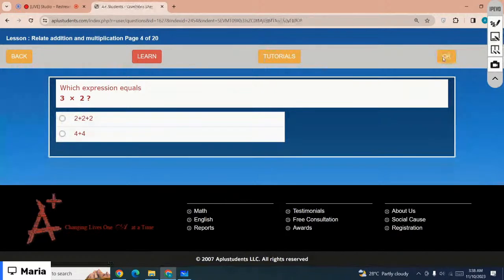The next one is which expression equals 3 times 2? Which is the correct option? The correct option is 2 times 3. You can add 2 three times, right? So option number 1 is the correct option.